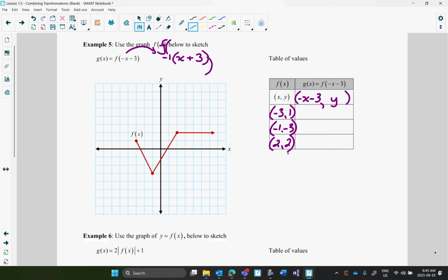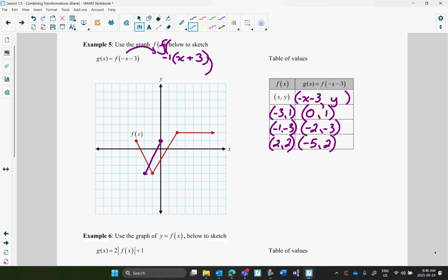So -3 becomes 3, then 3 minus 3 becomes 0, comma no change for the 1. -1 becomes 1, 1 minus 3 is -2. No change to the 1. This just becomes -2 minus 3, -5. No change to the 1. So this becomes 0, 1. And this becomes -2, -3.